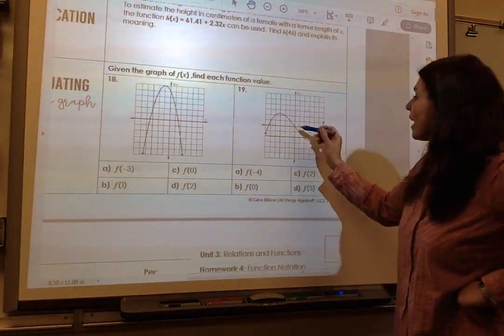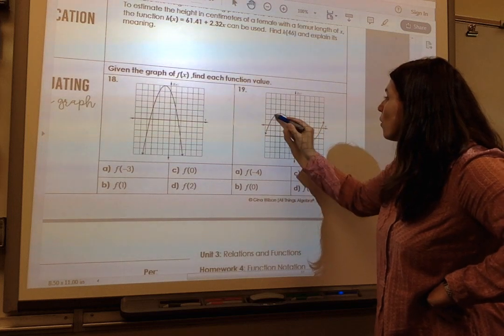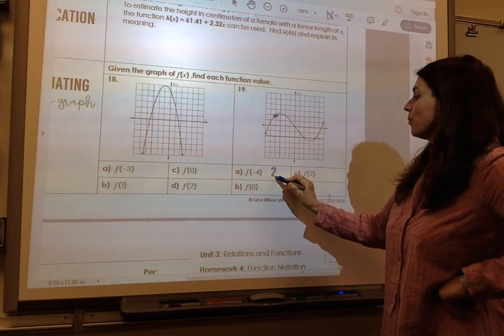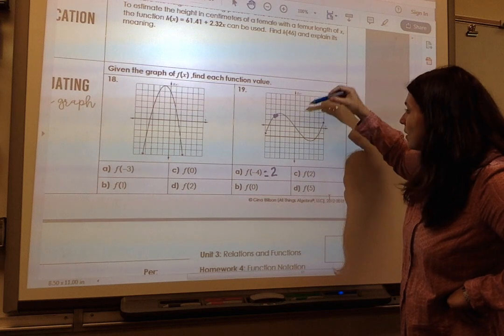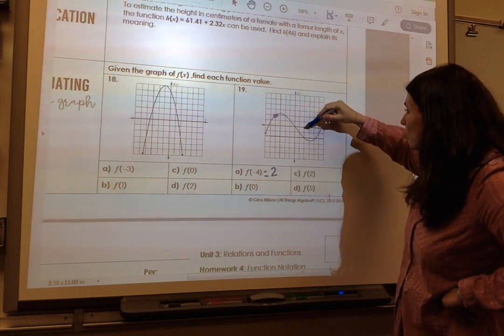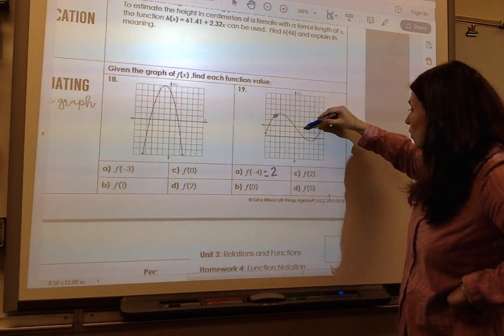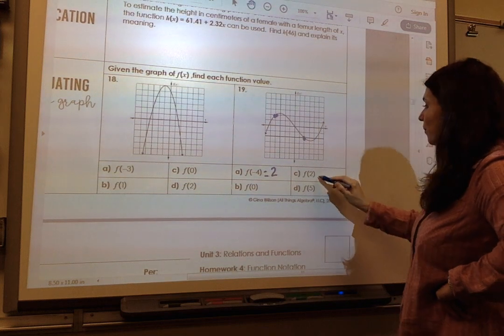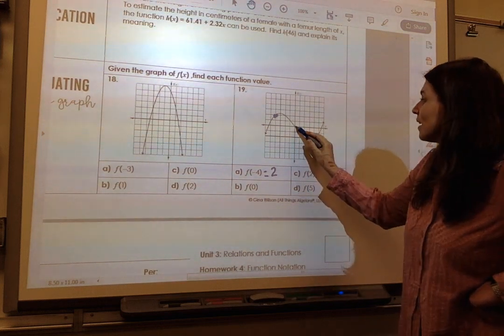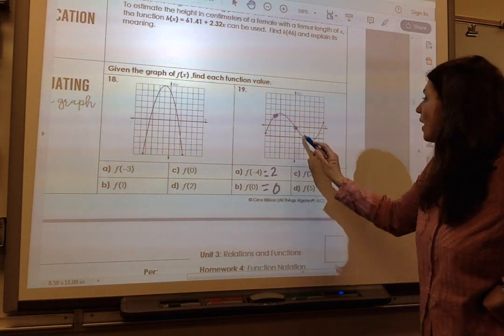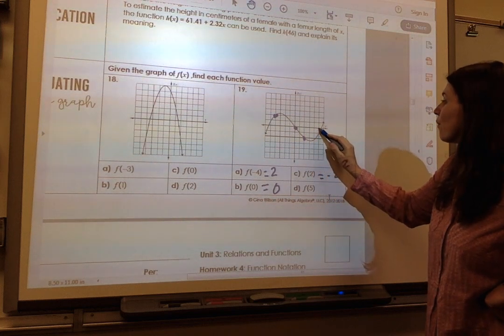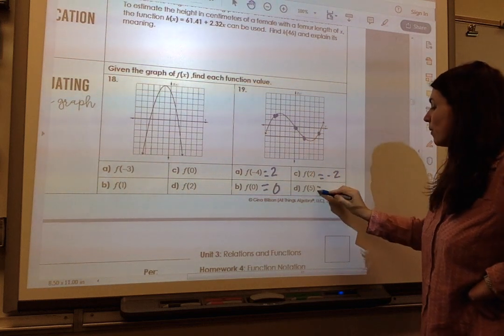Okay, so when x is negative 4, 1, 2, 3, 4, my y value is positive 2. When x is positive 2, 1, 2, my y value is negative 2. When x is 0, y is 0. When x is 5, 1, 2, 3, 4, 5, y is negative 1.